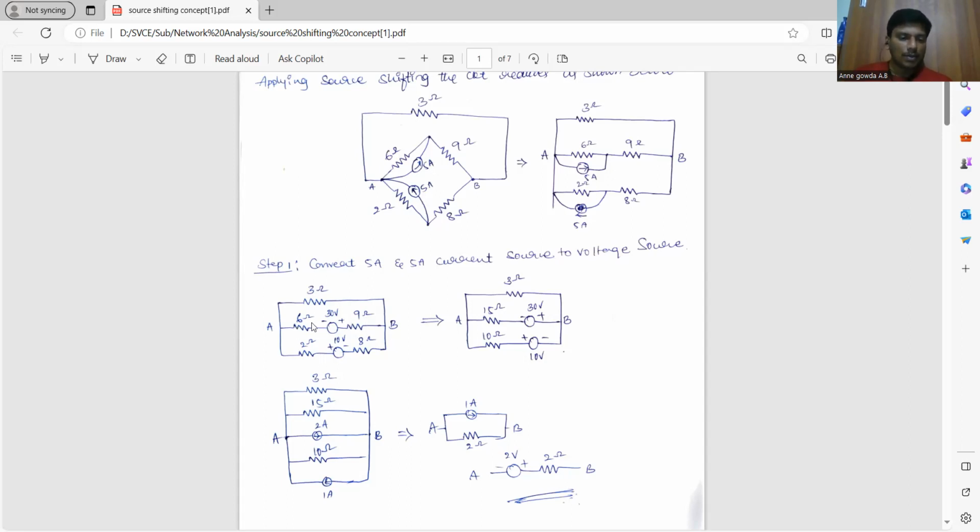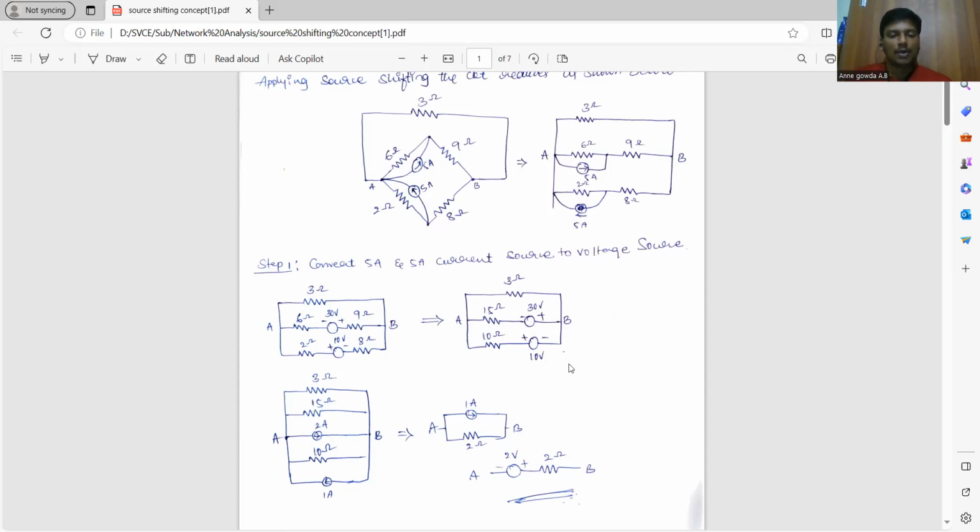Okay, so now these 6 ohms and 3 ohm are in series. Okay, 9 plus 6 is 15, and this 2 ohm and 8 ohm are in series. 8 plus 2 is 10 ohms. Okay, so now we should convert this 30 volts 15 ohms voltage source into current source. So I is equal to V by R. 30 by 15 is 2 amps, and the positive polarity, so that current will move from left to right.